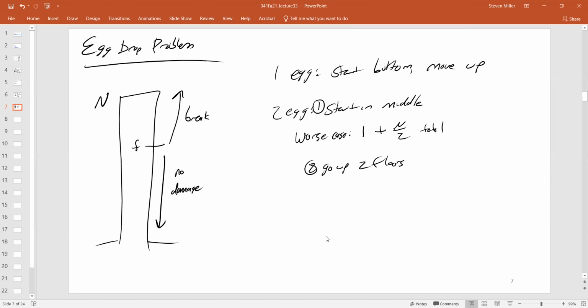Oh, no, sorry, it's Spaceballs where they skipped 7, not 6. So I could check 2, 4, 6, 8, 10, 12, all the way up to n. And then as soon as it breaks, I have one more to check. So the worst case here is basically n over 2 plus 1 total.